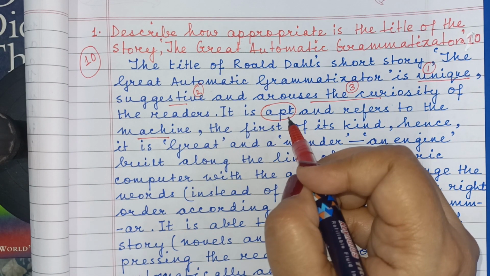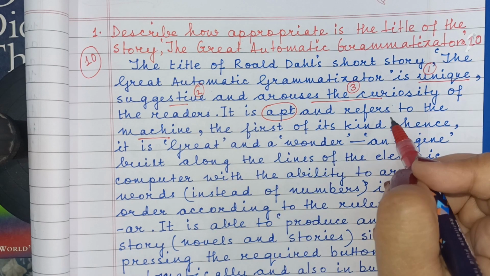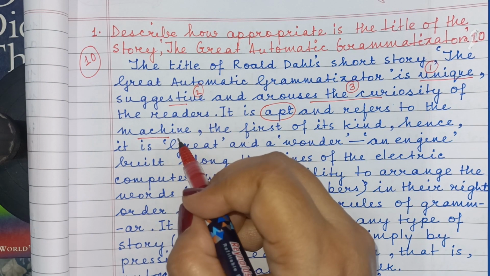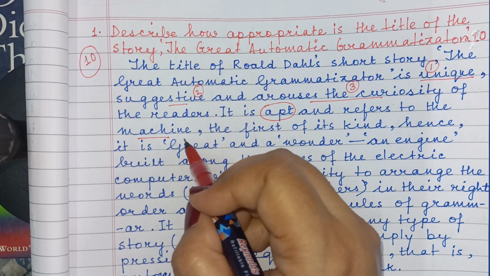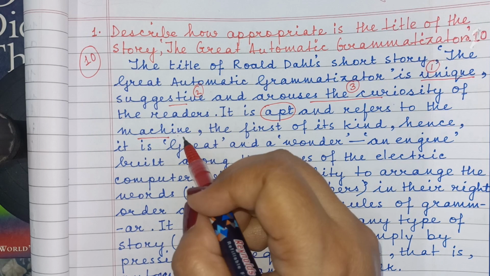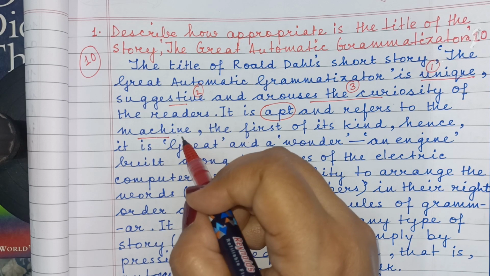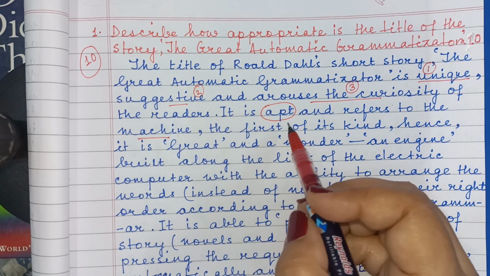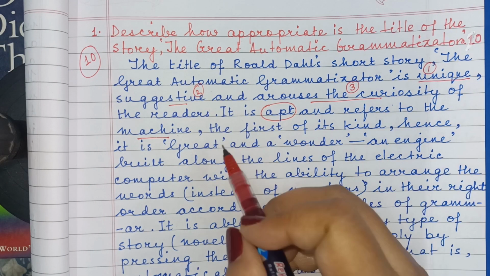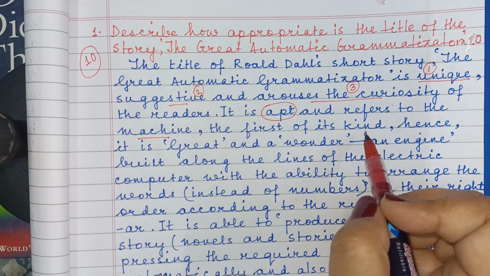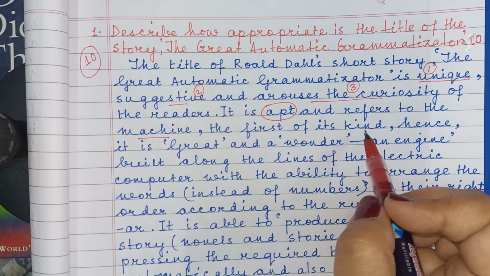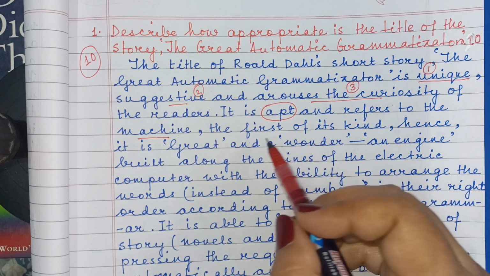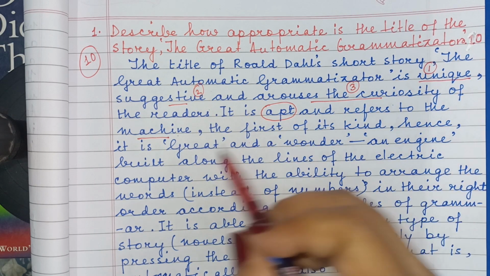एप्ट का क्या मतलब है? इट इज अप्रोप्रिएट एंड रेफर्स टू द मशीन. मशीन इज अ कैरेक्टर इन दिस स्टोरी. बिसाइड्स एडोल्फ नाइप, मिस्टर बोलिन, मशीन इज ऑल्सो अ की कैरेक्टर इन दिस स्टोरी. और वो कैसे? It is apt and refers to the machine, the first of its kind. पहले ऐसा कोई मशीन बाजार में नहीं आया था. In fact, this is the first of its kind, hence it is great.